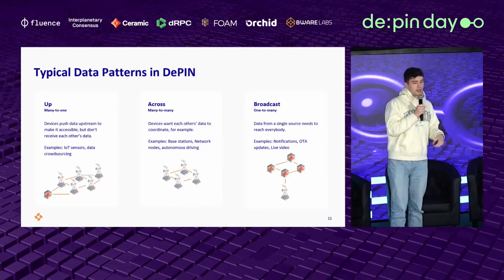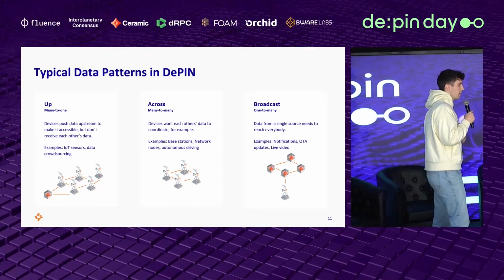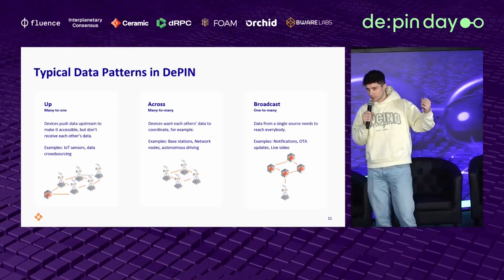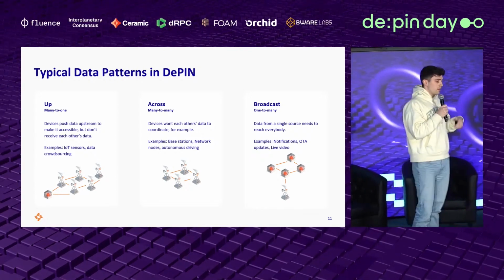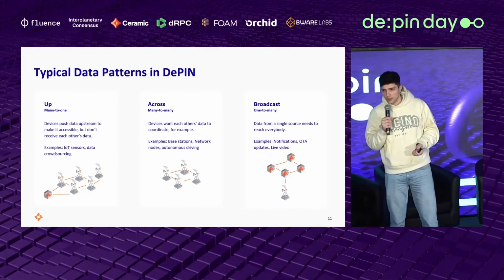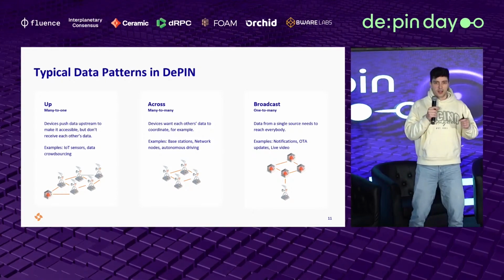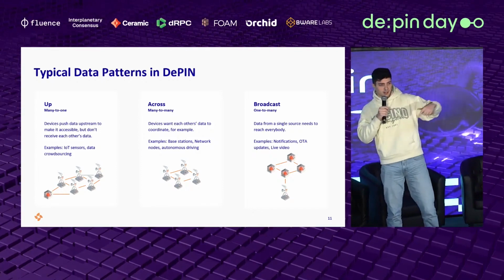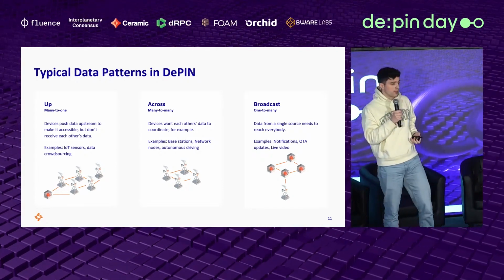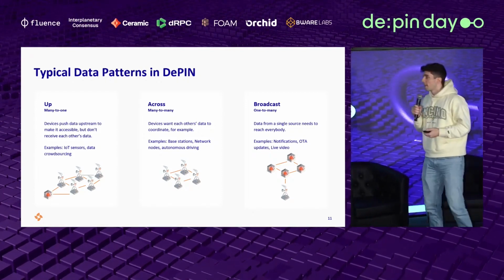There's some typical data patterns in DePIN that we support. There's the one where you have many-to-one. So many devices share their data, and then one instance is subscribing to them. You have many-to-many, right? So let's say you have an autonomous driving use case where you have a bunch of cars that publish their data, like a car coming from this side, and then there's another car coming from this side, and they share their location data, so the cars know when to stop. And broadcast as well, one-to-many.